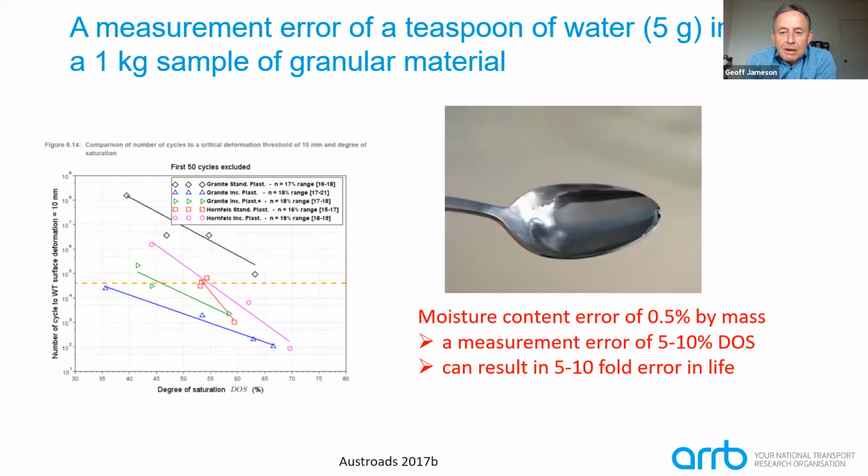Just to reinforce that a bit further, 0.5% in moisture content is equivalent to about a spoonful of water in a kilogram sample of granular material. So it is a real challenge to predict and also measure moisture content to that sort of accuracy. And yet that sort of accuracy can still result in quite a deal of uncertainty in performance, whether a pavement would last 10 years, 20 years, 30 years, or 40 years, for example, could vary markedly on your ability to predict the moisture content.